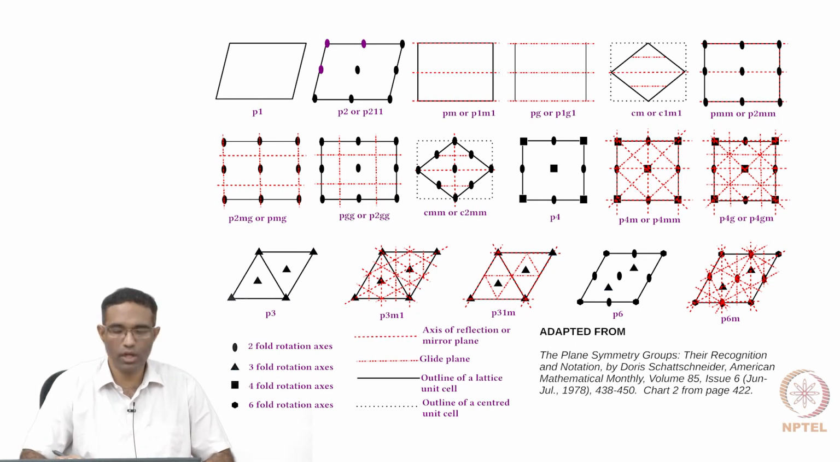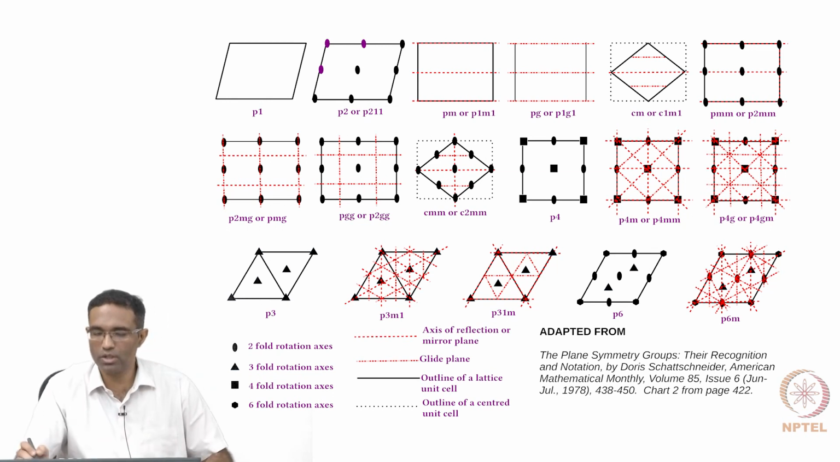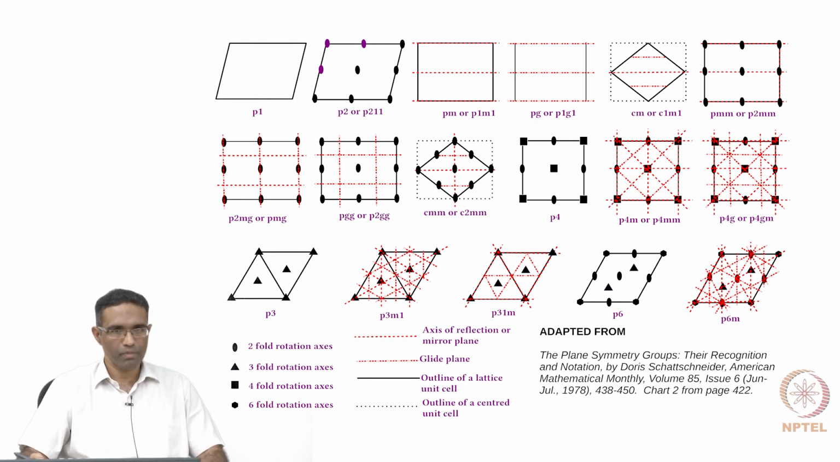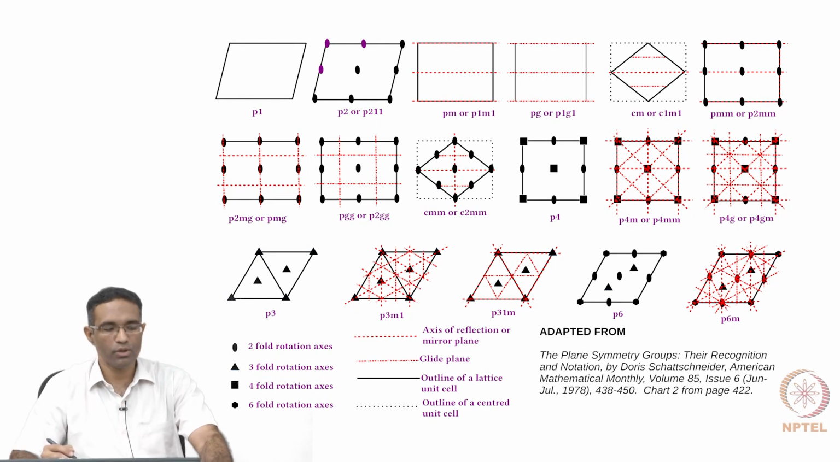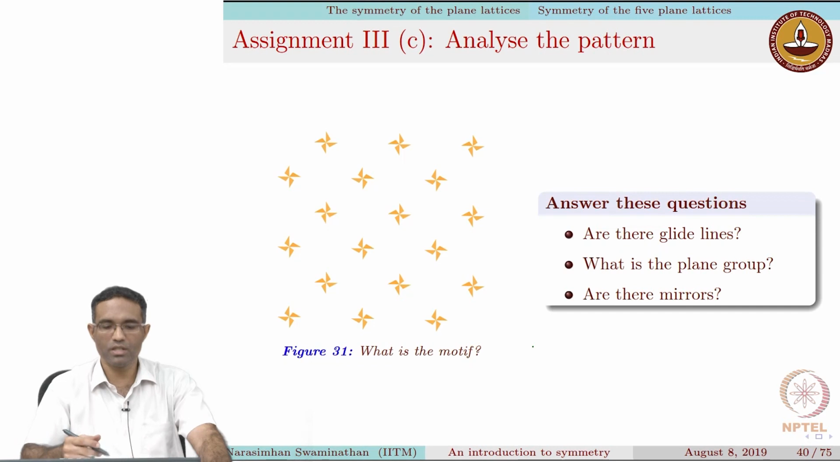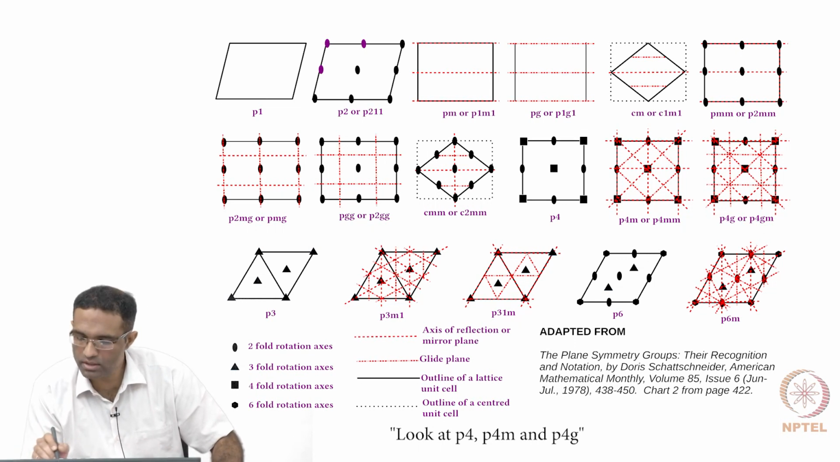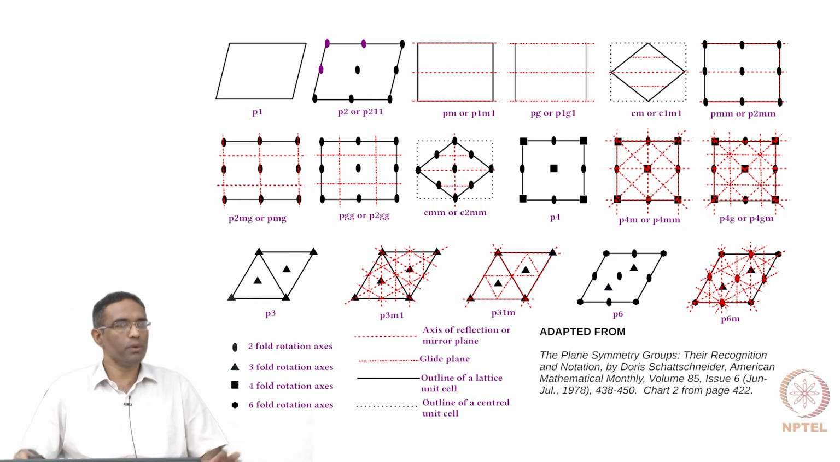This symbol indicates a twofold rotation. This symbol indicates the presence of a threefold rotation axis, fourfold, sixfold, and you can see the axis of reflection, axis of glide reflection. You have symbols for each of these various symmetry elements. So if you want to analyze this pattern, you need to look at this and see which of these things is applicable. One of the most obvious things about this is what rotation does it have? Fourfold rotation. So if it was a fourfold rotation, I would try to see which of these three plane groups would be appropriate.